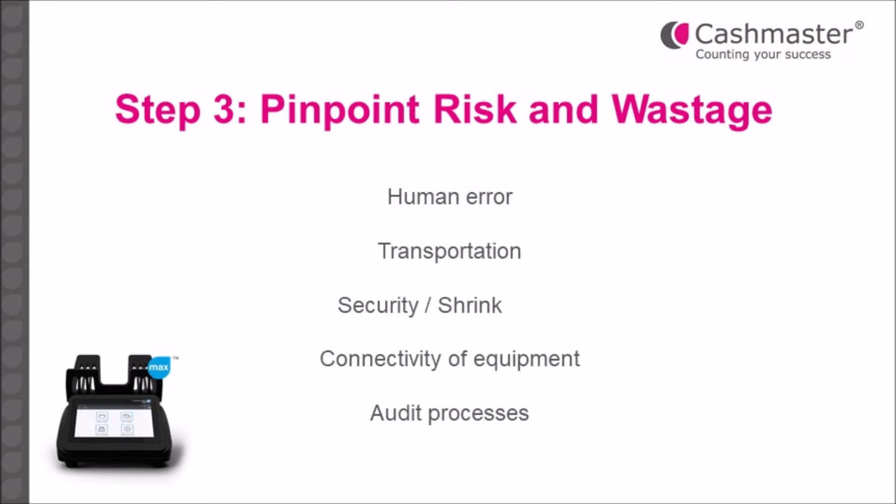After you've seen how much it costs your business annually to have a cash management process that is not efficient, it's time to work on pinpointing where these dollars are being wasted. Step 3 is to pinpoint the risk and wastage within your organization. These pain points, as we like to call them, typically come from human error. Did employees count the cash? Are they manually recording data? Transportation: how many times do they move the money around the store? Do they have to physically take their bank bags to the bank?